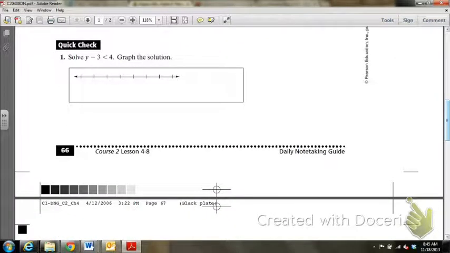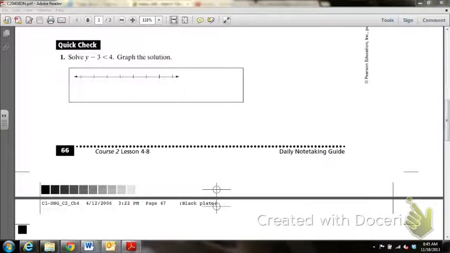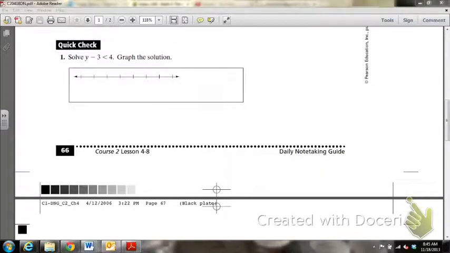Okay, in the quick check here, you're going to solve this inequality. Remember to solve inequalities by doing the opposite of what you see. Since that says y subtracted by 3 is less than 4, you want to do the opposite of subtract 3 to get the y all by itself. And then graph your solution on the number line. So pause the video, try that quick check, and when you're ready, move on to the next page.